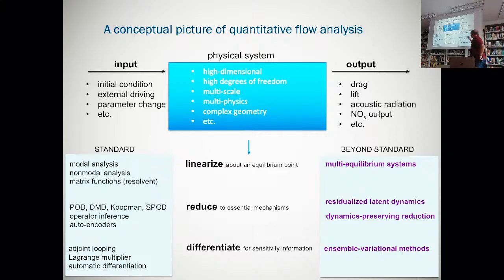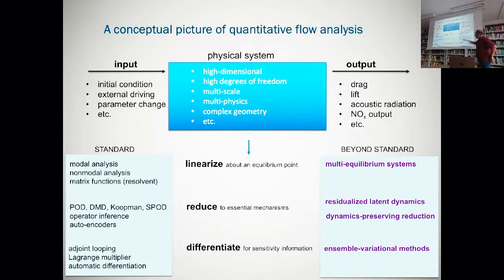So, on the linearization side, I basically ask the question, what happens if there is no point to linearize about? Okay? So the system does not have a well-defined equilibrium point. We have a system that has multiple equilibrium points that are all equally important. Okay? And if you average all of them out for a mean flow, you get a state that is never observed. What do you do then? None of the standard techniques will come into play.